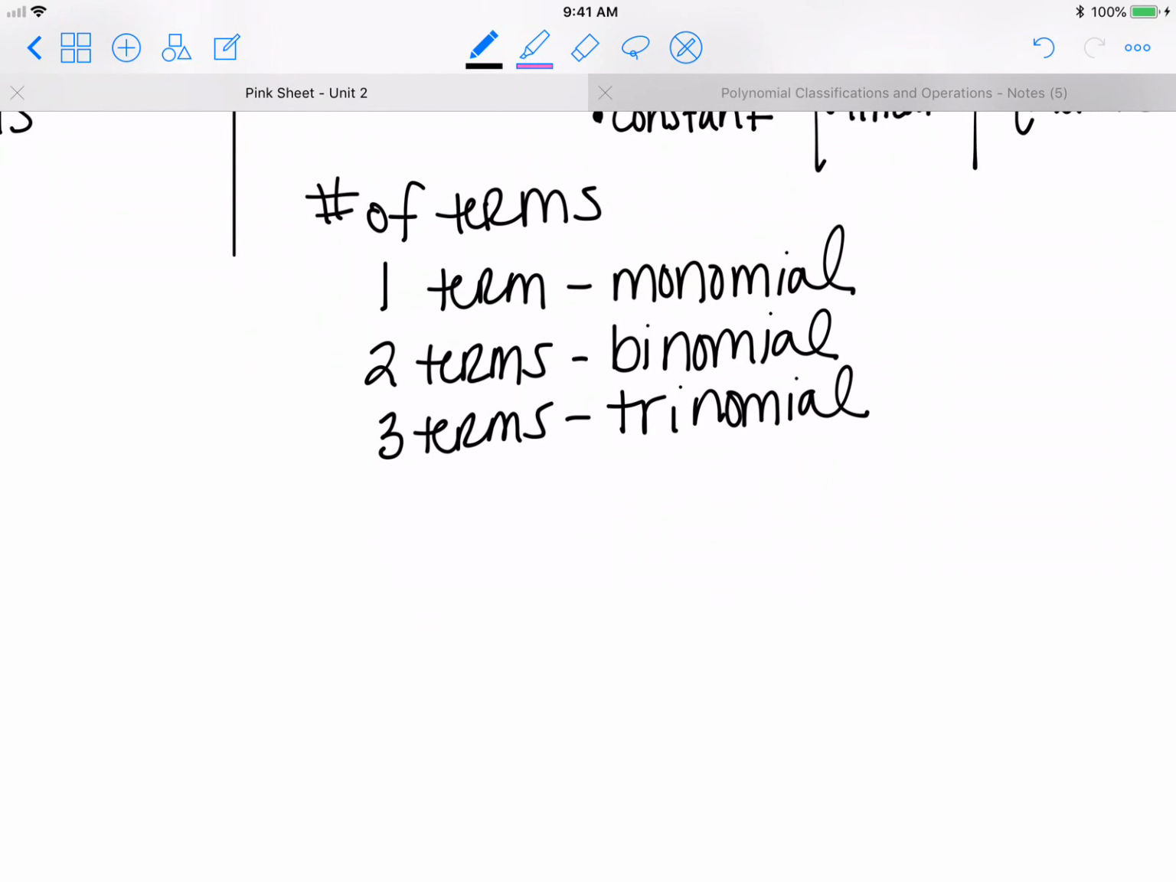Okay, so any more than that, if you have 4, 5, or 6, it's just going to be named a polynomial. Okay? So if you see something that has 4 terms in, like, let's say the highest degree is like x to the 4th, you would say it's a quartic polynomial. Okay?